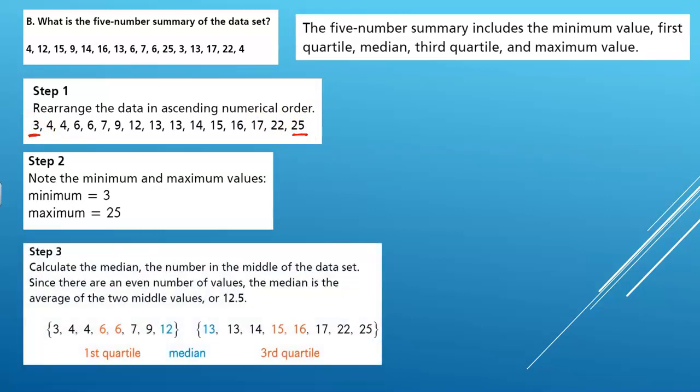Then to calculate the median, the one in the middle, we just divide the data set in half. So I have 1, 2, 3, 4, 5, 6, 7, 8 parts over here and 8 parts over here. Because it's an even number, the median is actually whatever is halfway between those. If it's an odd number, you just pick the one that's actually in the middle.